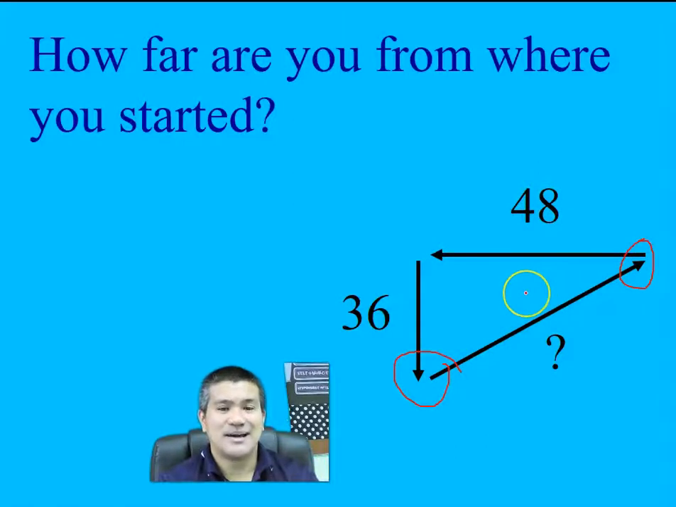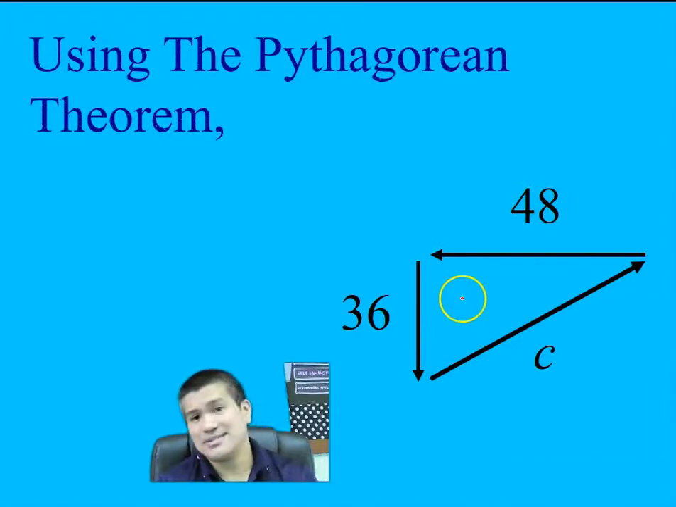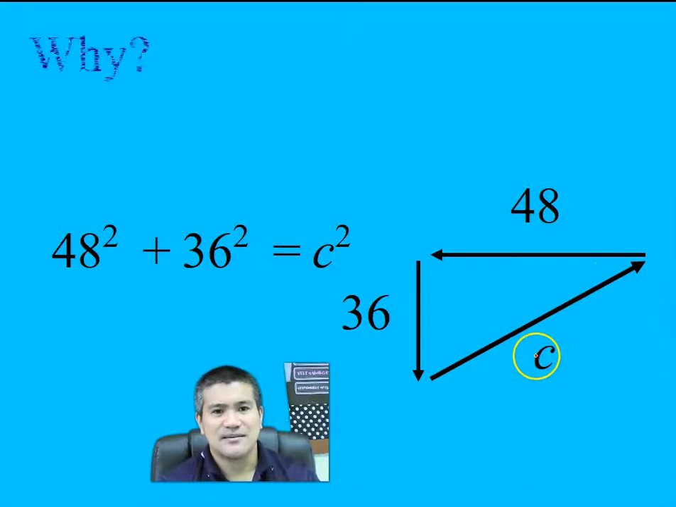So we are going to apply the Pythagorean theorem. This angle is 90 degrees, and across from it is the hypotenuse, so this one is our hypotenuse. We can use the Pythagorean theorem: 48 squared plus 36 squared equals c squared. So 48 times 48 plus 36 times 36 equals c squared.